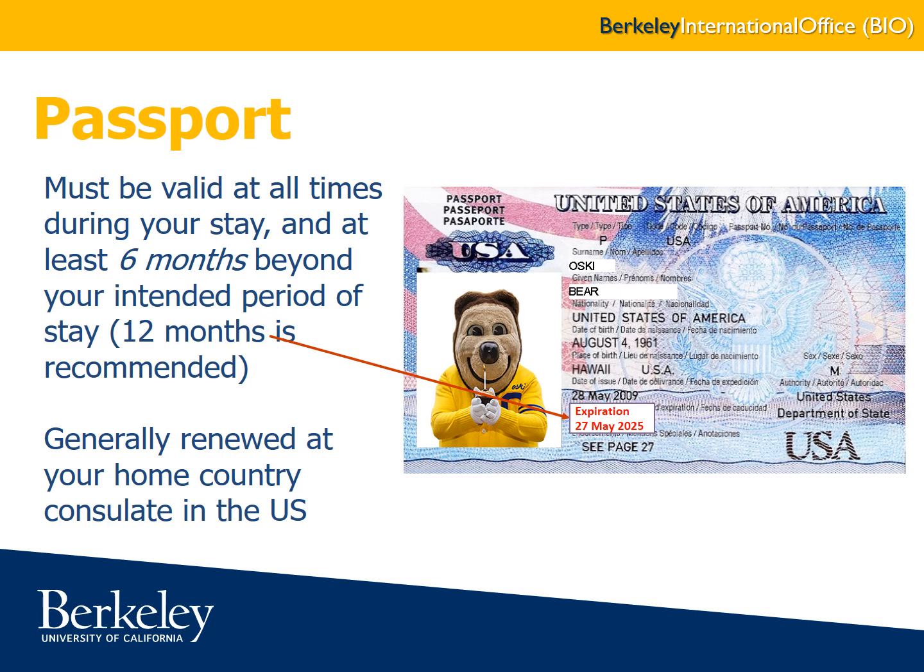During your J Exchange Visitor Program, your passport must be valid at all times and for at least 6 months beyond your intended period of stay in the U.S. However, 12 months is recommended. This is why it is very important for you to always know when your passport will expire. If your passport will expire soon, you can generally renew it at your home country consulate inside of the U.S., and you should contact your embassy or consulate here in the U.S. for more information.